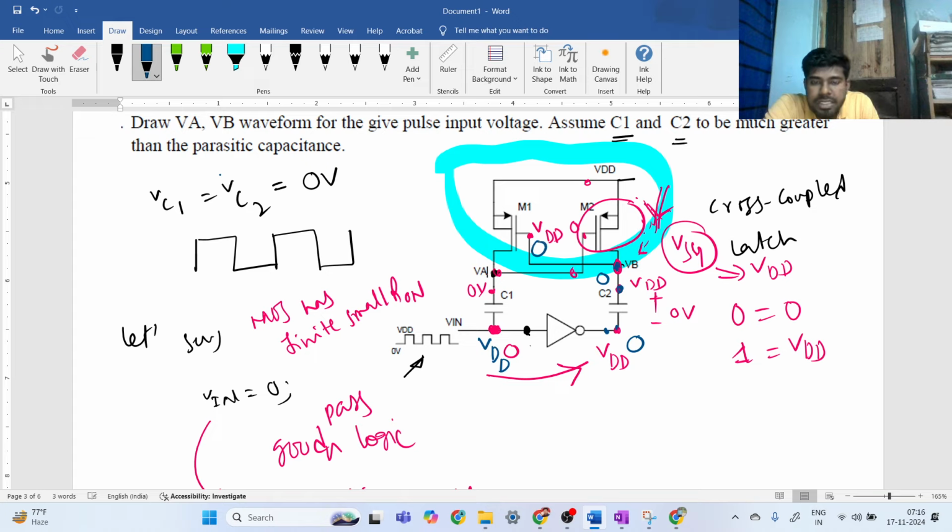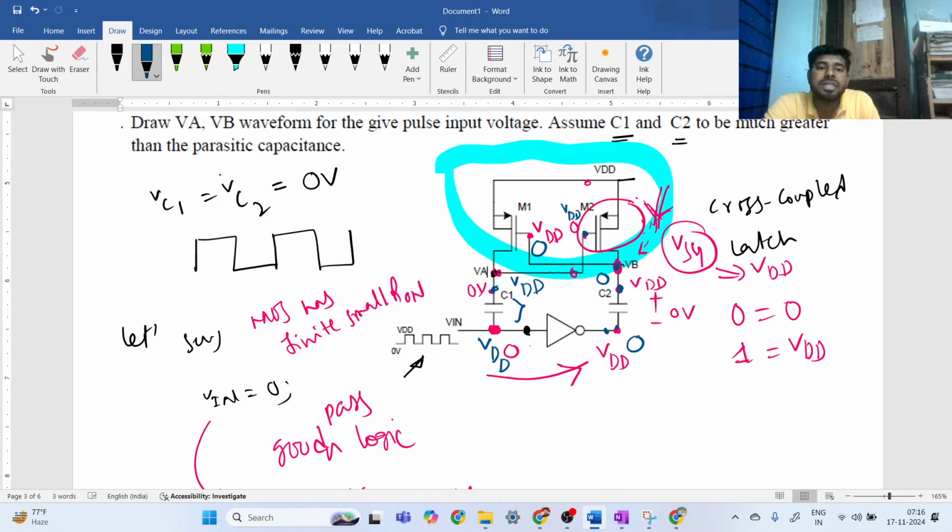So if this node is VDD, this capacitor will try to maintain the 0 potential across it, so this VA will go to VDD as well. Now we can see a similar thing will happen. If this VDD is here, the gate of this M2 will get VDD as well.